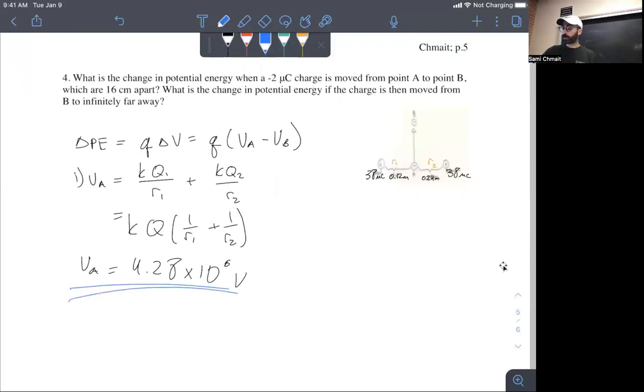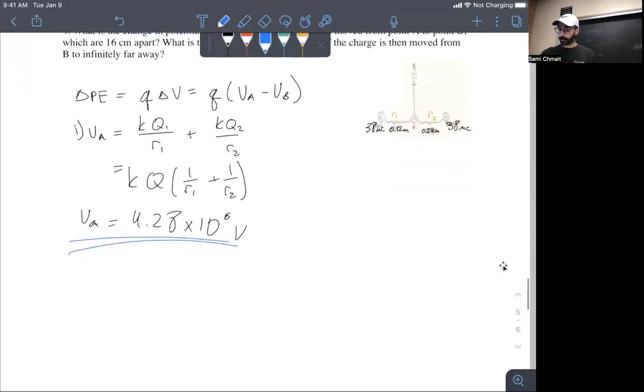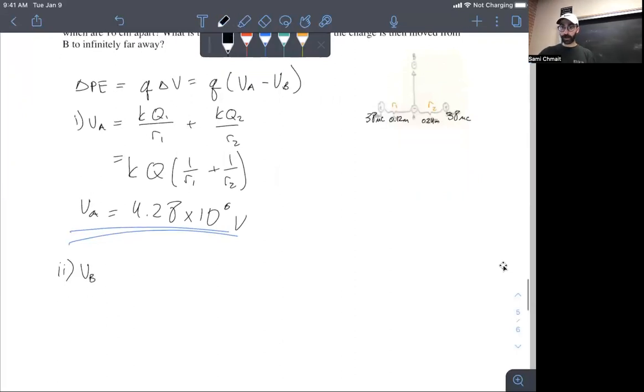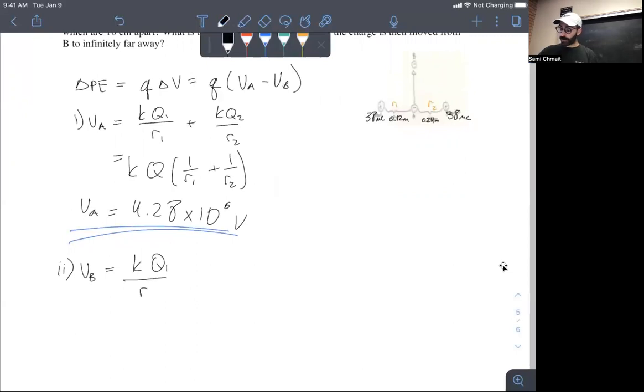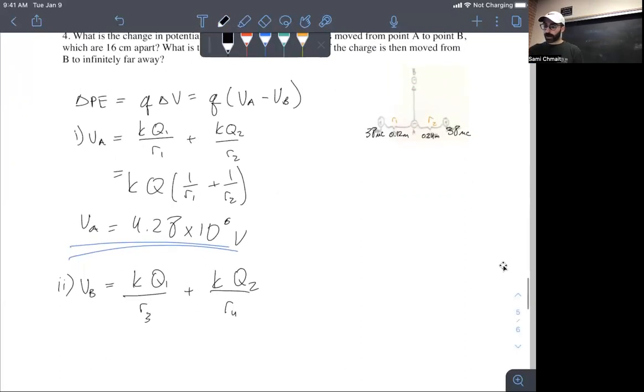The next thing we need to do is solve for VB. So VB, very similarly, is going to be equal to K Q1, but now we're going to have a new distance because it's moved up to over here, plus K Q2 over R4. So from here to here, let's call this R3 and R4. How do we solve for them?